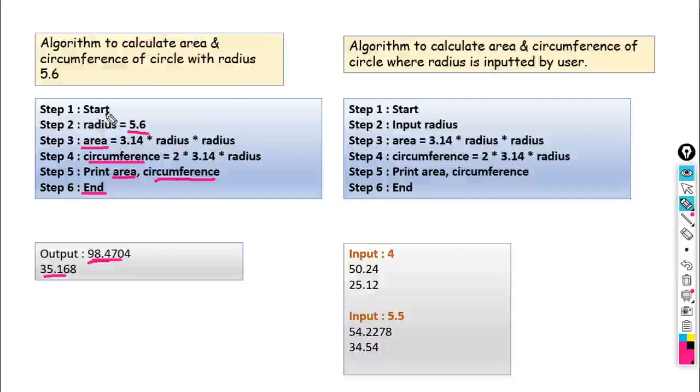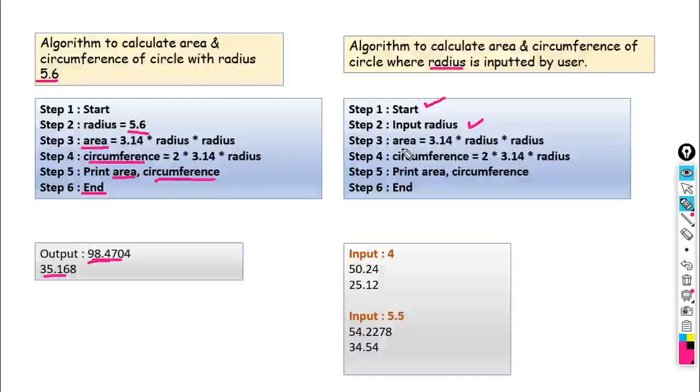Next, here is the constant value; we can change it to a value entered by the user. So the question is like this: algorithm to calculate area and circumference of a circle where radius is inputted by the user. In this example, radius has a constant value. In this example, the user has to put the value of radius during the execution. So how can we write it here? Step 1, start, the beginning of the algorithm. Step 2, input radius, because the question itself indicates that the user has to input a value for radius. So here we use input radius.